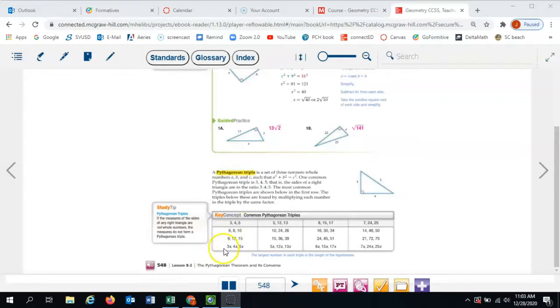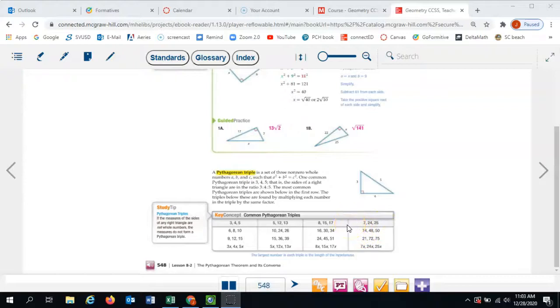You could multiply, that's what these are saying down here, is I can multiply these guys by anything I want. So if I multiply them by 10, I would have a 30, 40, 50 right triangle. So if I ever saw a right triangle where my two legs were 30 and 40, I automatically know that my hypotenuse is 50 without having to even do any algebra on it. So great shortcuts.